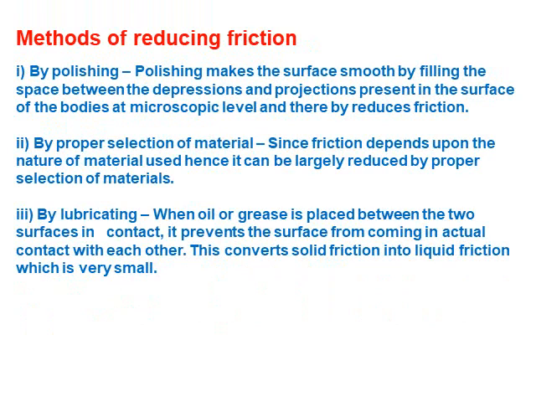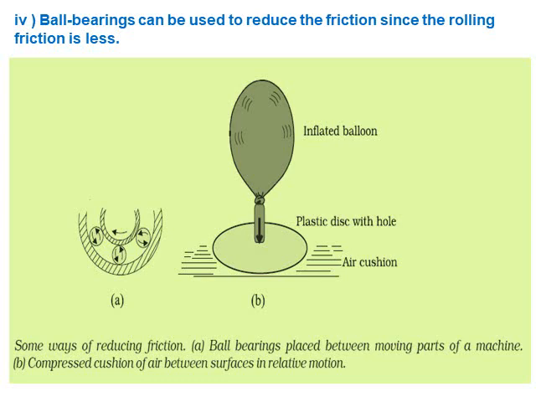The methods of reducing friction: by polishing, by proper selection of material, and by lubrication, we can reduce the frictional force. Ball bearings can be used to reduce the friction since the rolling friction is less. In the following diagrams, in A, ball bearings placed between moving parts of the machine are shown, and the second diagram shows the compressed cushion of air between surfaces in relative motion to reduce the friction.